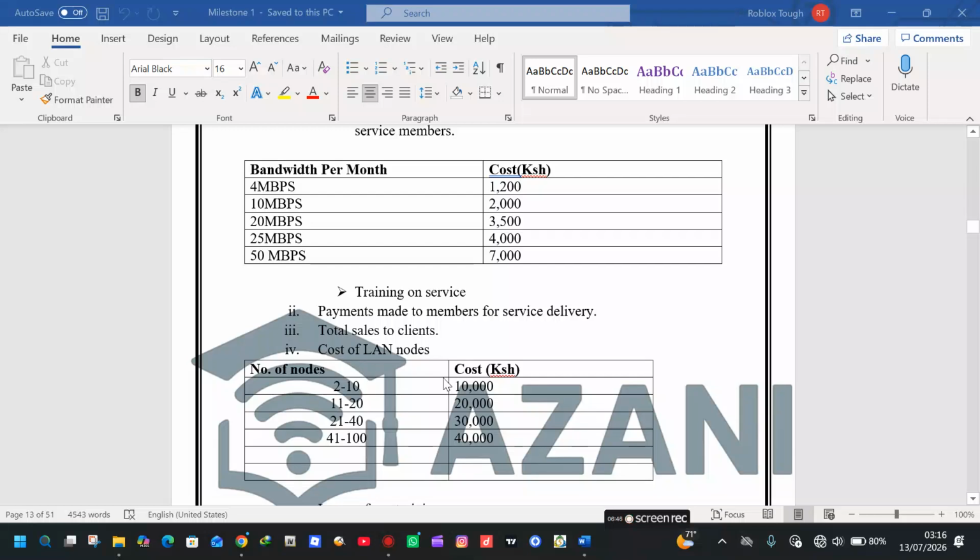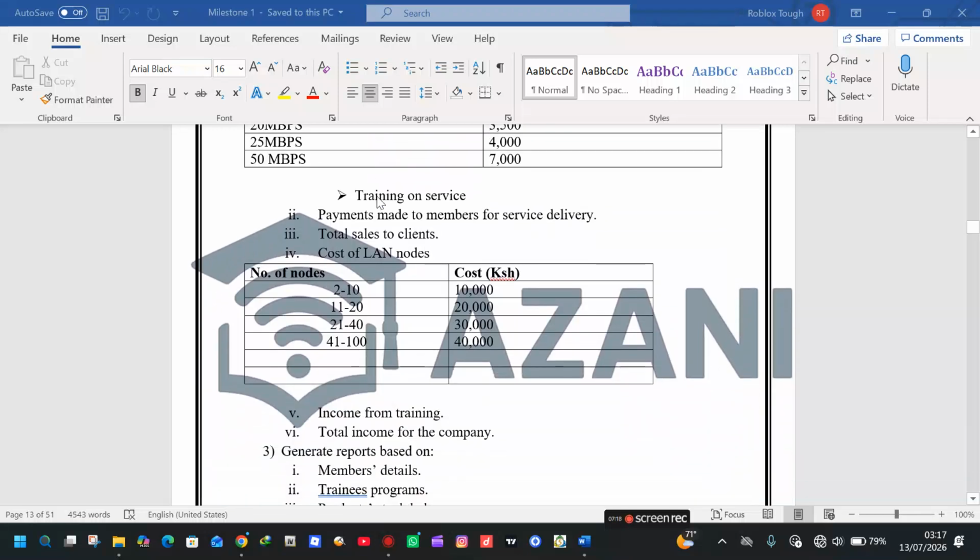So you can see the table right over here. The cost of the internet varies depending on the speed of the internet, that is megabits per second, Mbps. So 4 Mbps at 1200, 10 Mbps at 2000 Kenyan shillings, 20 Mbps at 3500 Kenyan shillings, 25 Mbps at 4000 Kenyan shillings, 50 Mbps at 7000 Kenyan shillings. So those are the rates.